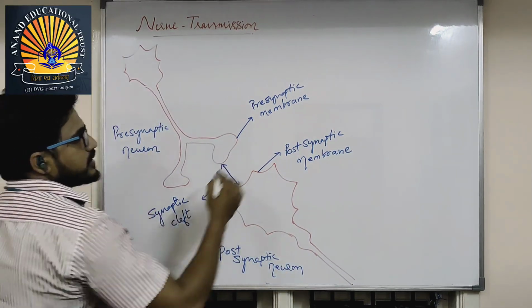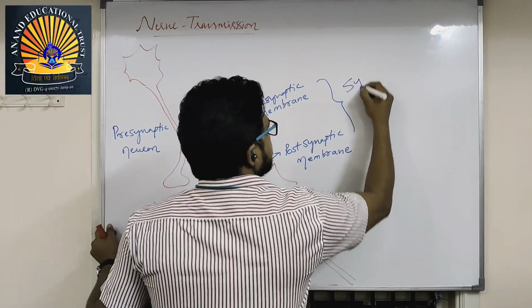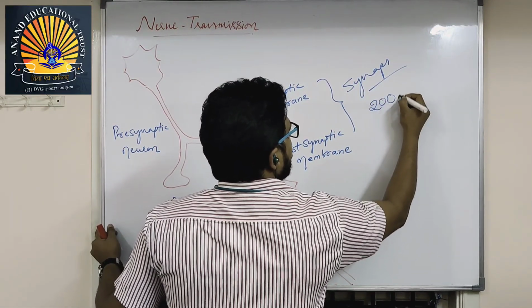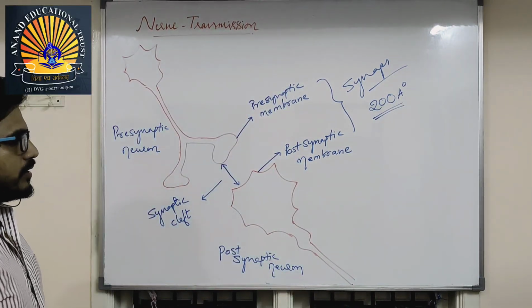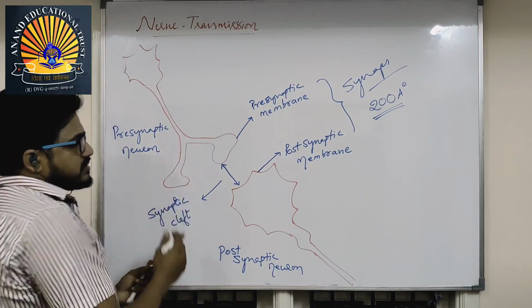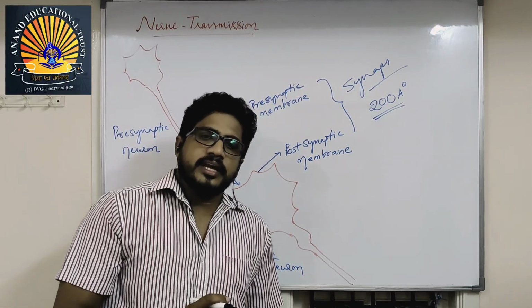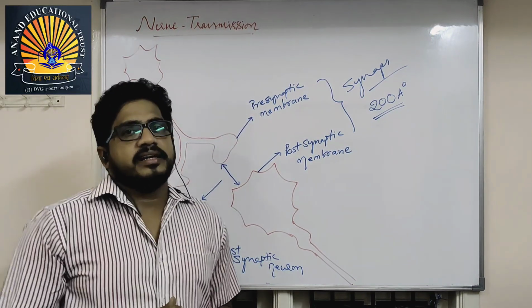Between the neurons is called the synapse. The synapse is hardly 200 angstroms of distance between two neurons. Sometimes the two are joined together and there is no space. In that case, the impulses pass from one neuron to another neuron directly.